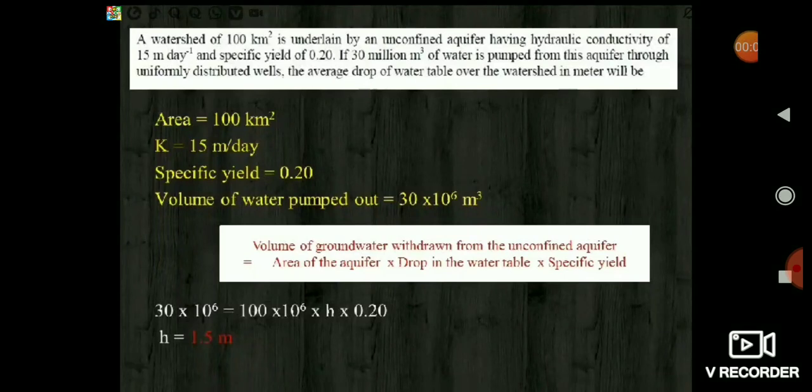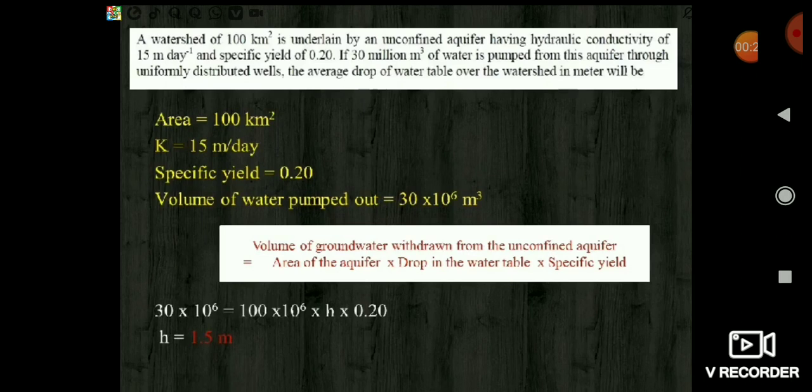Friends, this is the last question. I have not mentioned the year, but it has come in the GATE examination. So you should read the question: the watershed area is given, its hydraulic conductivity is given, and a specific yield is given, that is 0.2, and it is saying that if 30 million meter cube of water is pumped from the aquifer, then find the average drop in water table level.